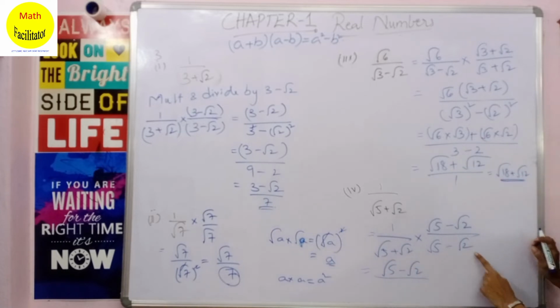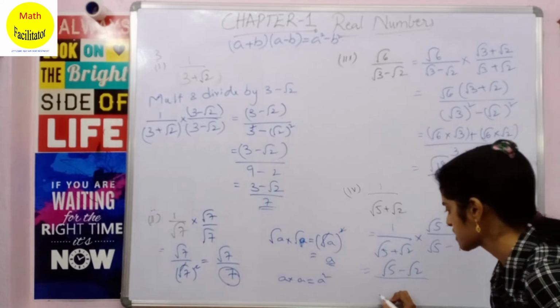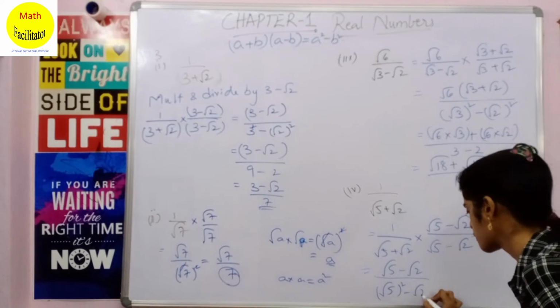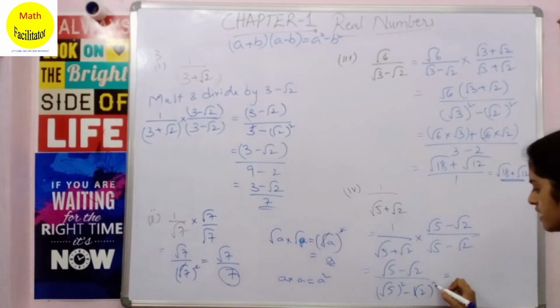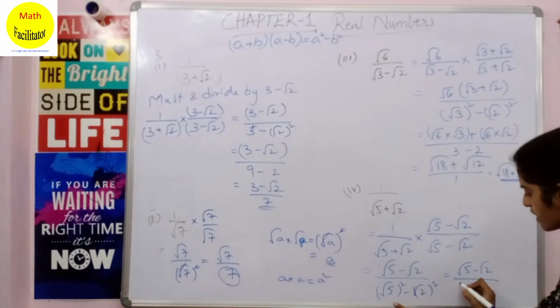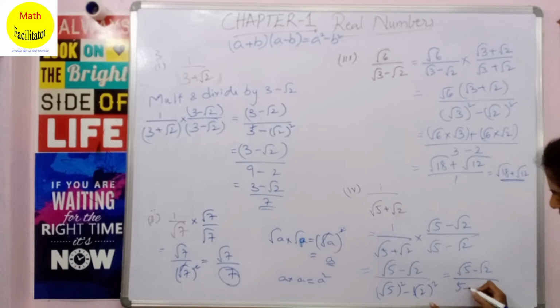b into a minus b, so a square minus b square. Here a is root 5, so root 5 square minus root 2 square. So this is nothing but root 5 minus root 2 divided by root 5 square, which is 5, minus root 2 square, which is 2. So it is root 5 minus root 2 divided by 5 minus 2, which is 3. Okay, we have rationalized the denominator.